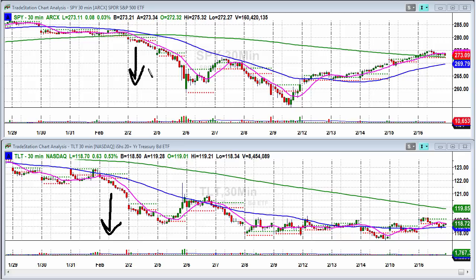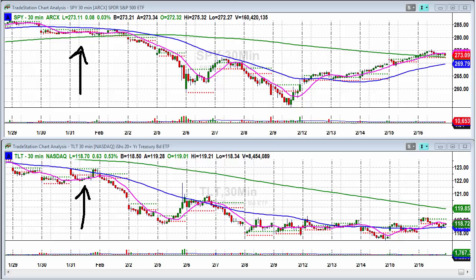The other scenario would be that you have bonds going up and stocks going up. Now, typically, that's a pretty bullish situation, right? If you've got bonds going up and stocks going up because they see lower interest rates and they're responding positively to that, all right?